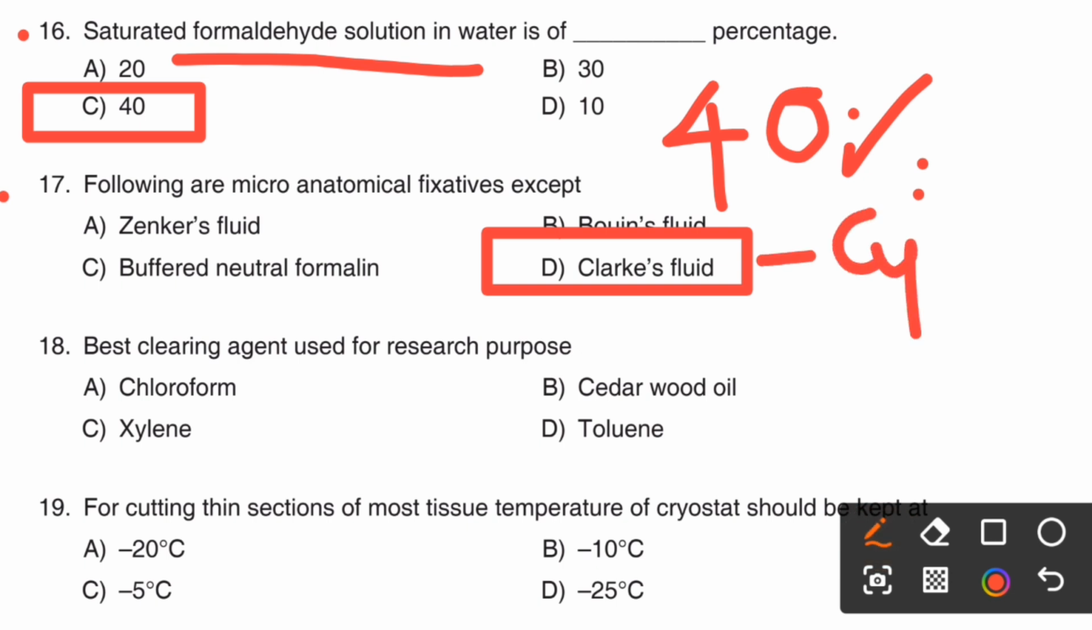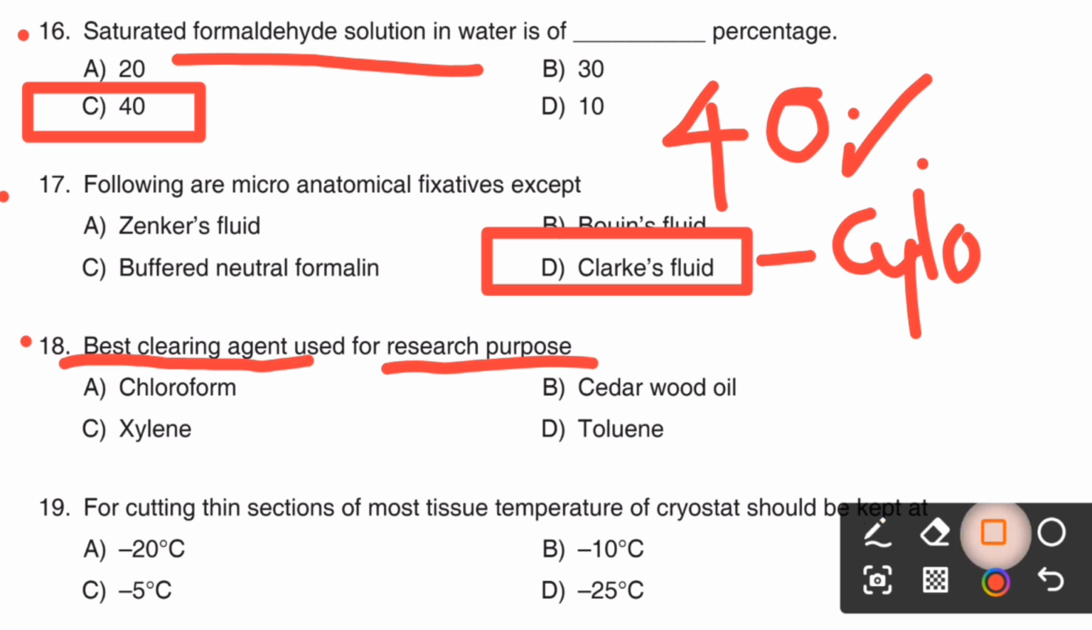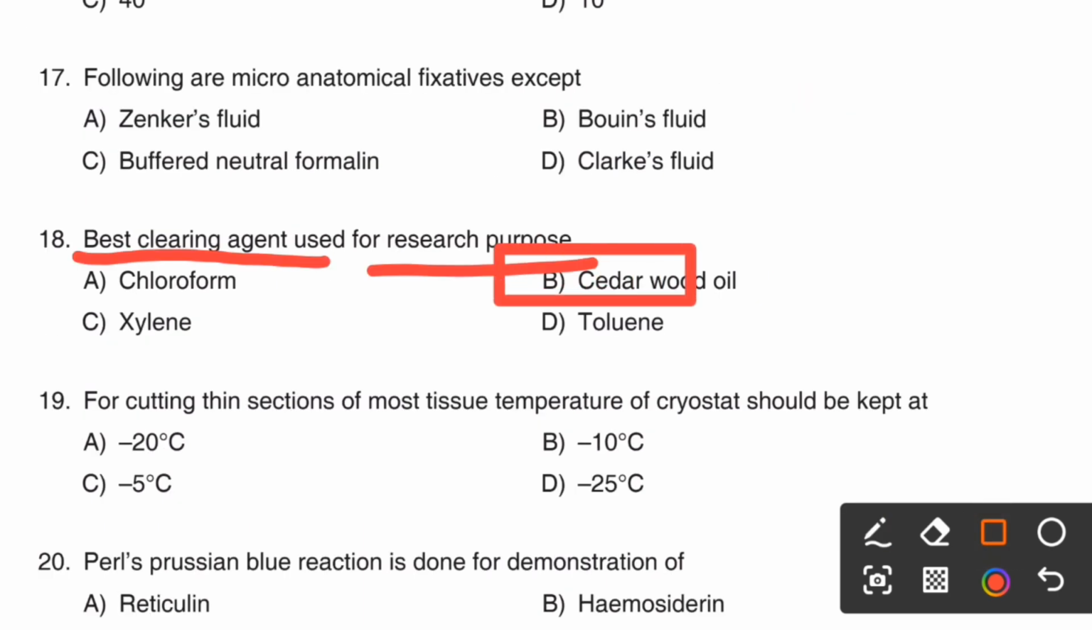Next question, question number 18. Best clearing agent used for research purpose. Option A, chloroform, option B, cedarwood oil, option C, xylene, option D, toluene. Best clearing agent for research purpose. It is cedarwood oil. The right answer is option B, cedarwood oil.